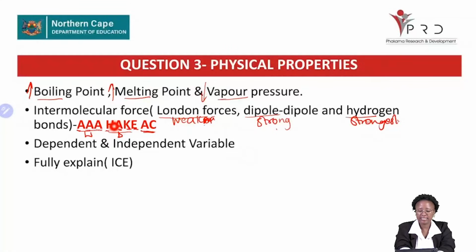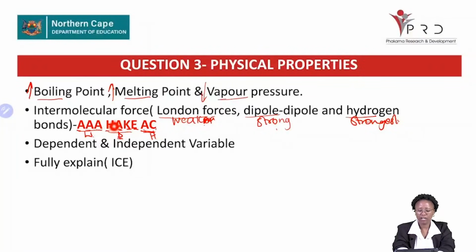And then AC, this is your alcohol and the carboxylic acid, and these ones are your hydrogen bonds. Remember that the dipole forces also consist of the London forces. It's just that the dipole forces are dominant in haloalkanes, in aldehydes, in ketones, as well as in esters. Those are the ones that stand out. Hence, we put them forward as dipole.